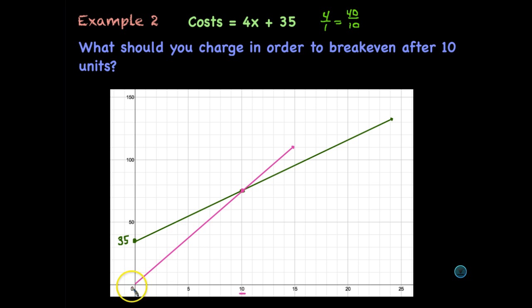Well, remember, since we start at 0, I can just look at my rise over run from 0 to this point. And we know that this point is probably about 75 over 10. If we divide those out, we know that we need to charge $7.50 per unit in order to break even if our variable costs are 4 and our fixed costs are 35. This is in order to break even after 10 units.